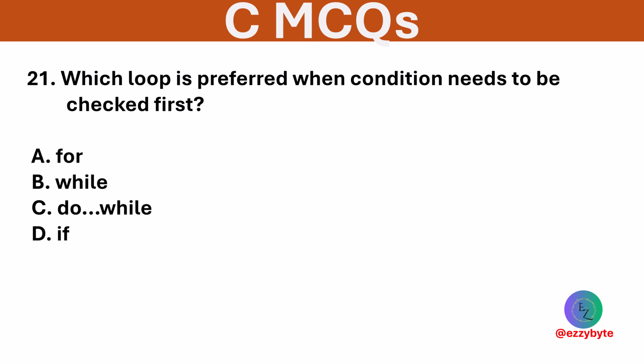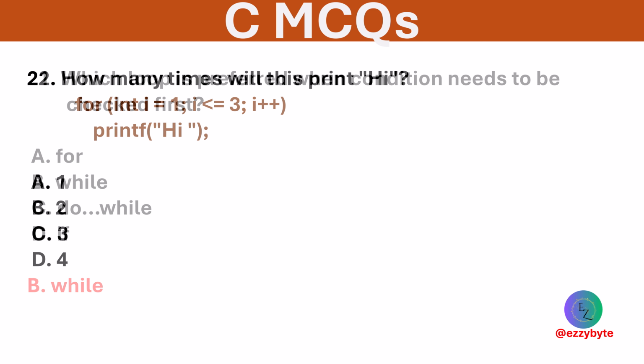Which loop is preferred when the condition needs to be checked first? Options are for, while, do while, and if. Option D is correct. While checks the condition before executing.